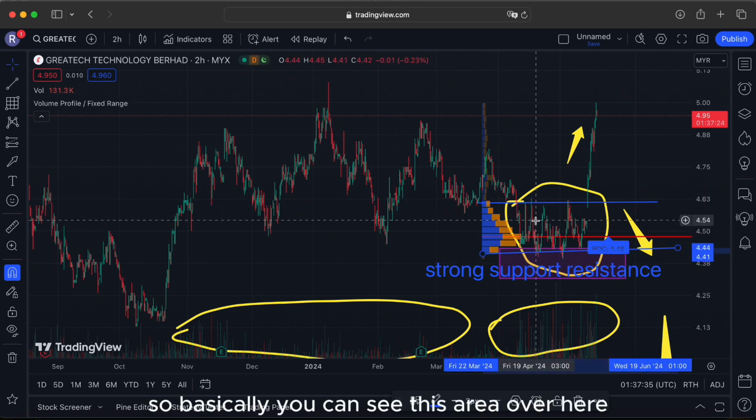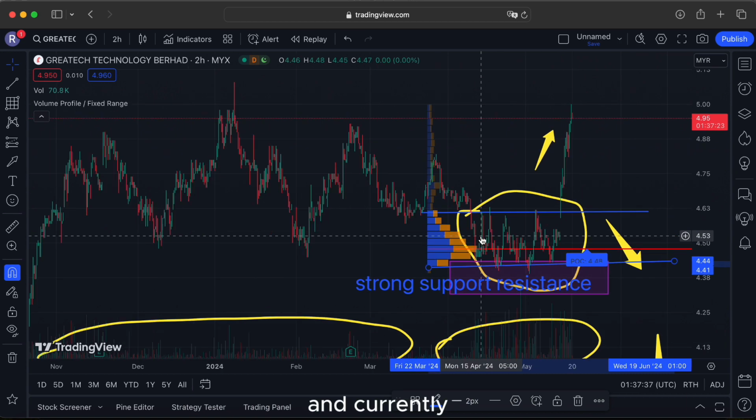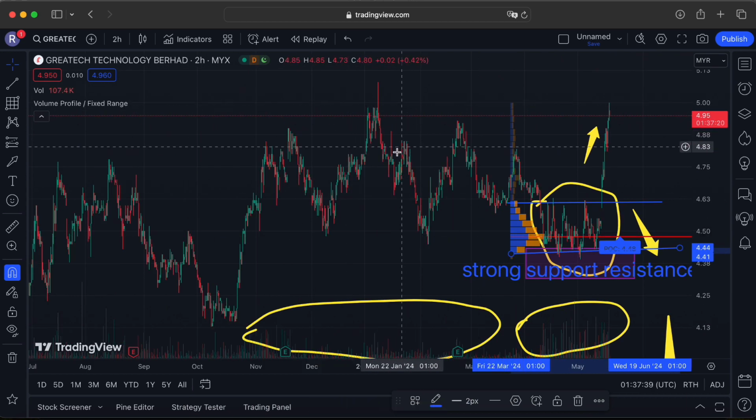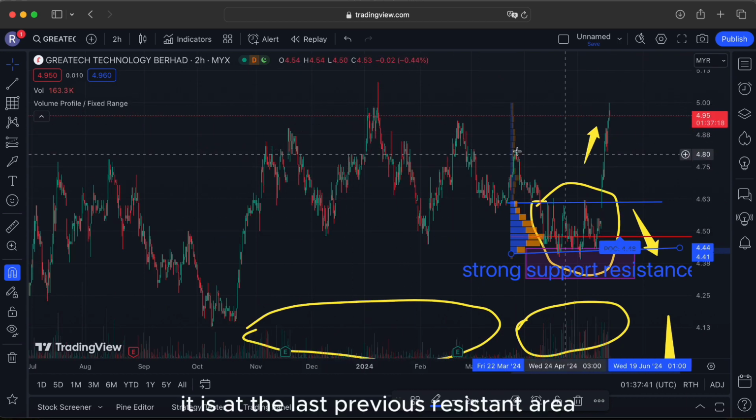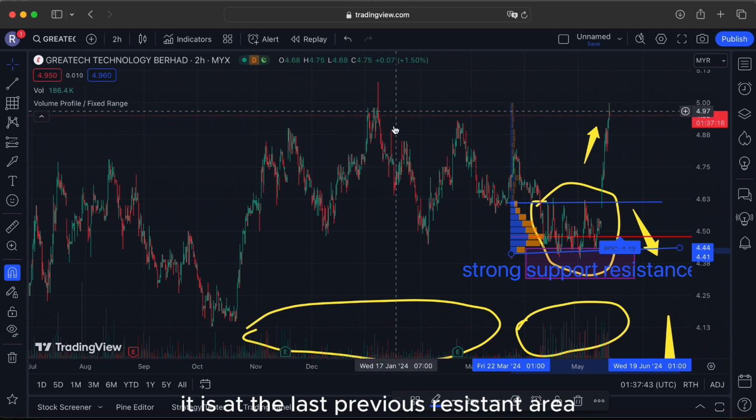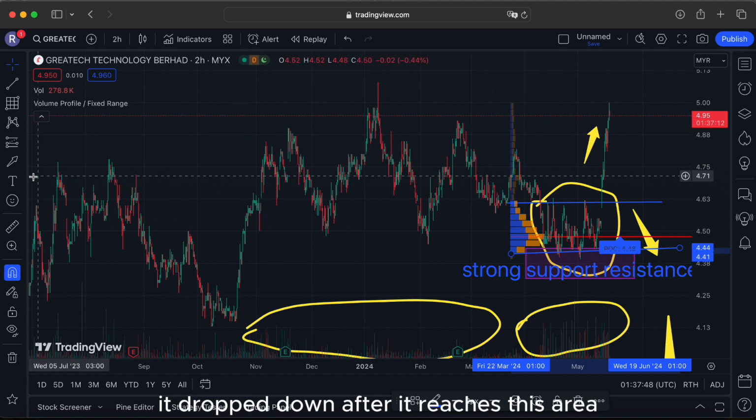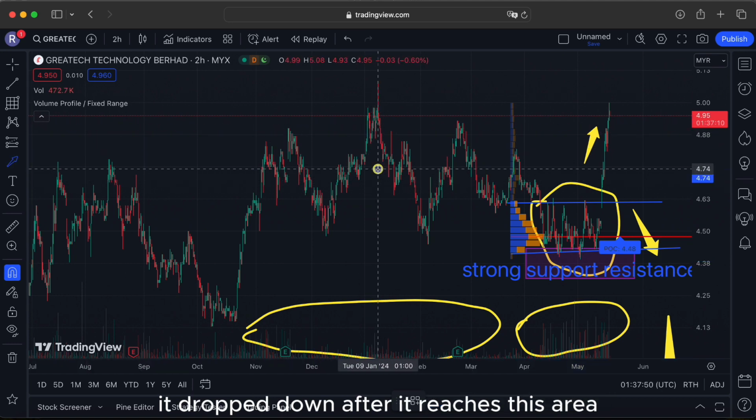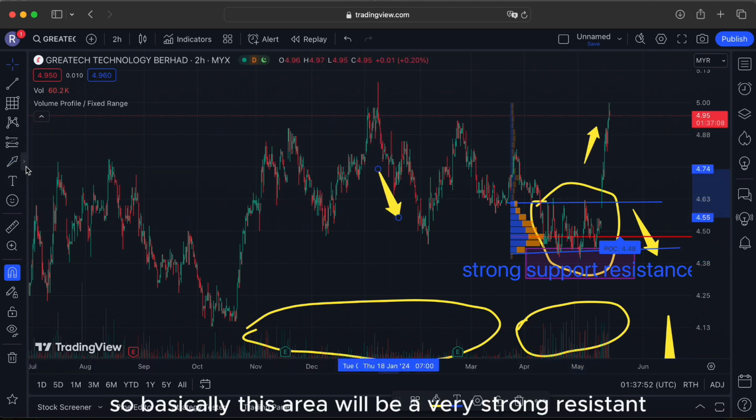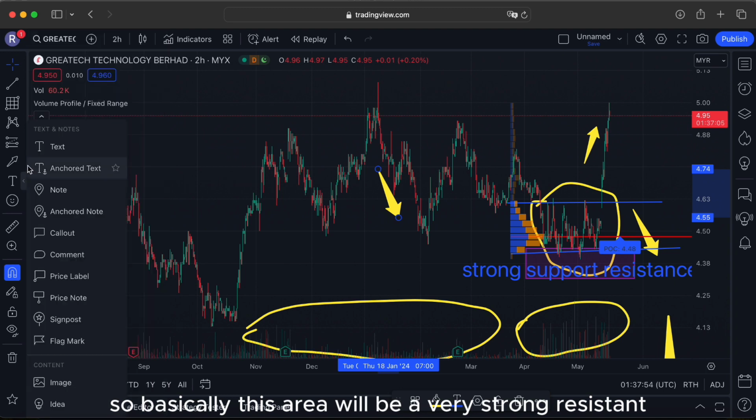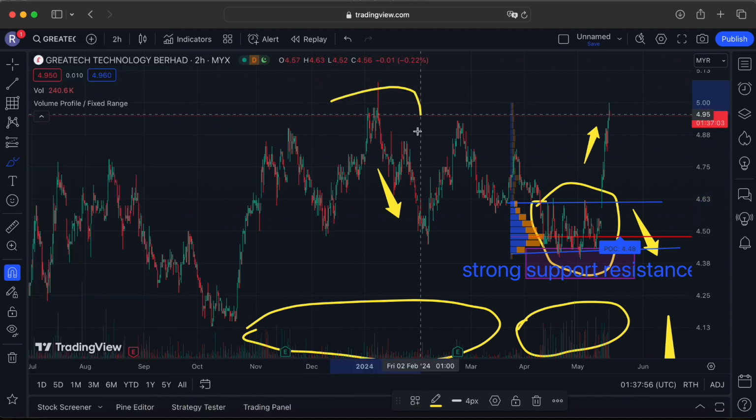So basically you can see this area region, and currently it is at the last previous resistance area. As you can see, it dropped down after it reached this area. So basically this area will be a very strong resistance.